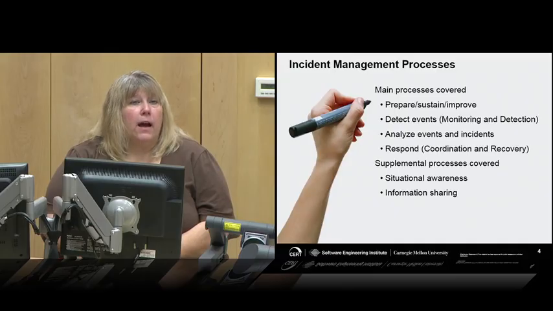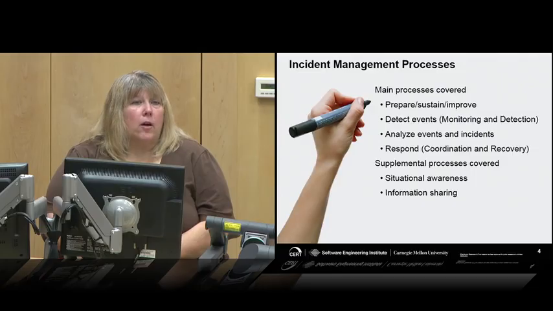And then the other main process is respond. This includes coordination of the response process, identifying and planning for what your response or mitigation is to a particular incident, and then recovering any data or systems or operations. It also ties into what we talked about in the prepare process, the lessons learned that can allow for improvements.